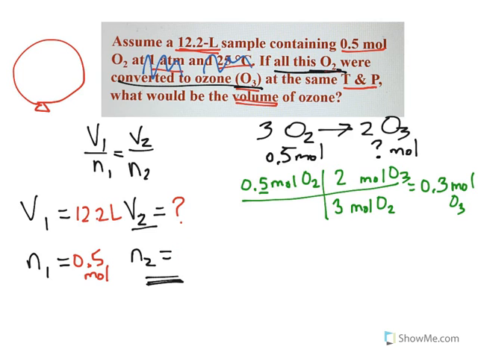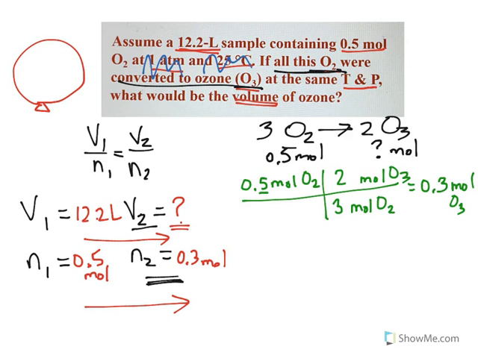N2 is 0.3 moles. So now we have to solve for V2. Real quick before we actually do it, notice how the number of moles, or number of particles, went down from 0.5 to 0.3. Well, if that decreases, and Avogadro's law represents a directly proportional relationship between volume and the number of moles, then we should expect volume to decrease as well by the same factor.